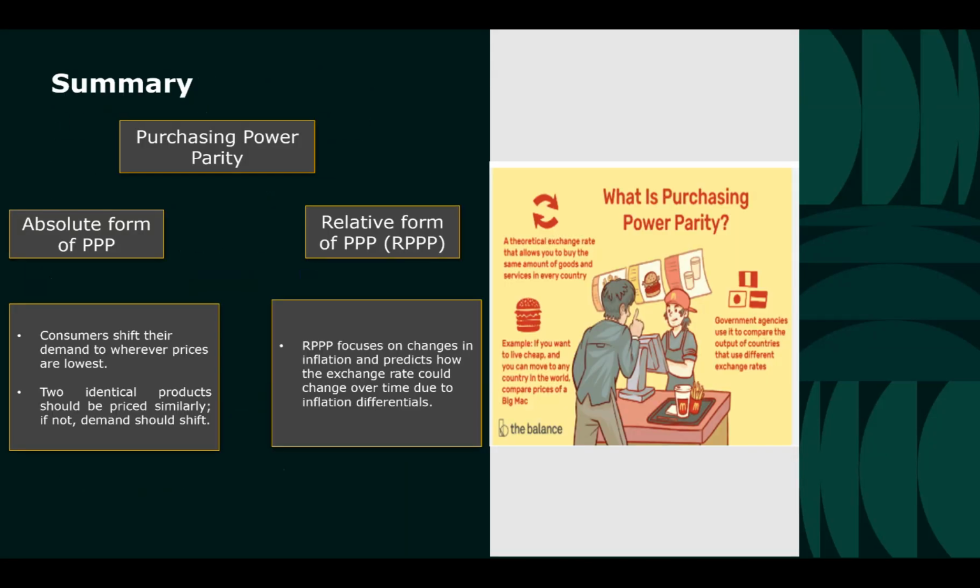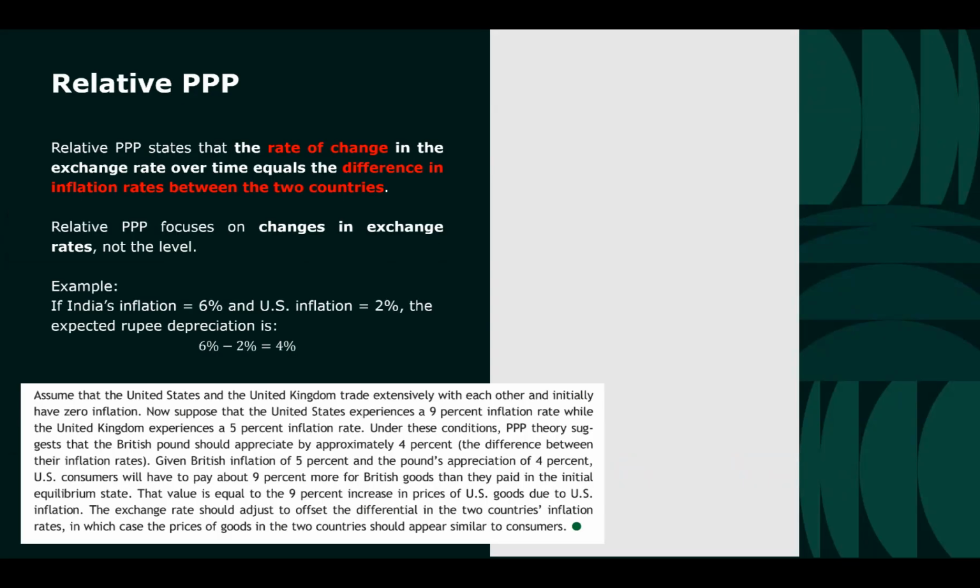Then we looked at the relative PPP. Rather than looking at identical products, relative PPP looks at the inflation between two countries. In this, we try to look at two different examples. One is the US and the UK. So assume the inflation in the UK is 5% and in the US it is 9%.